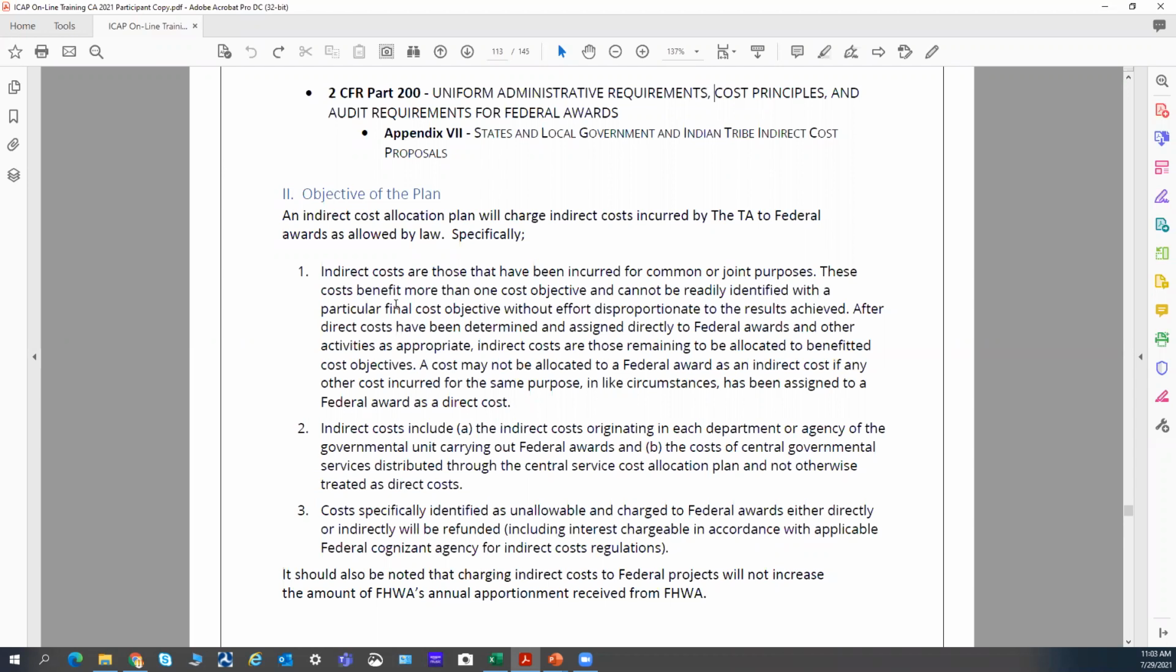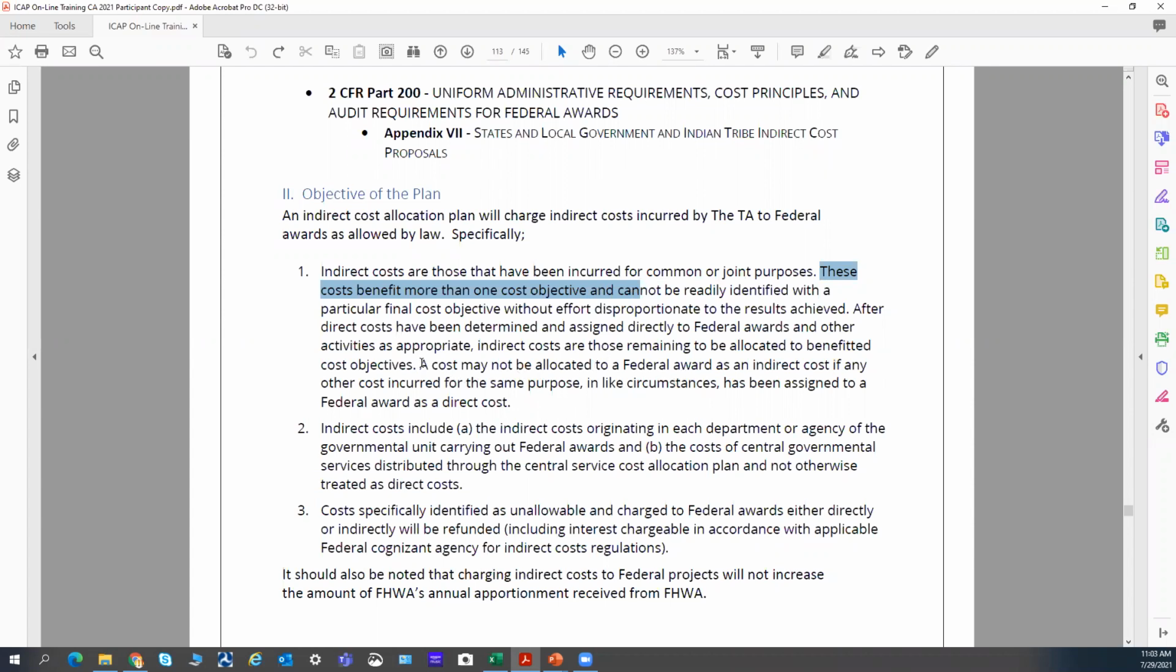So here's the objective of the plan. And I'm not going to read all of this to you, but I do want to point out certain areas that are good. So obviously, here's a definition of our indirect cost. They recognize that it's a cost that benefits more than one cost objective and can't be readily identified with a normal project. That's kind of cool. They recognize that.